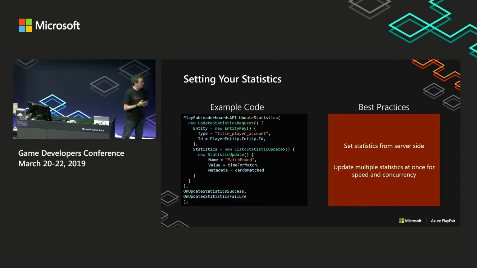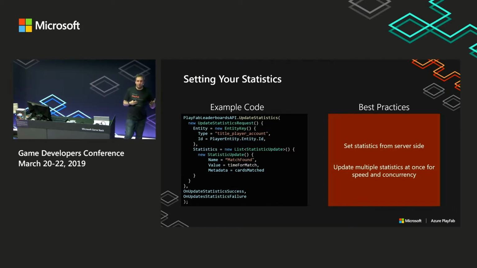Some best practices to look at when you're updating your statistics. You want to set your statistics from the server side. You don't want to allow a player to cheat and be able to submit the request. By default, all of the policies are set so that using PlayFab statistics, you need to do it from a server side, and then you can validate that it is the most accurate.